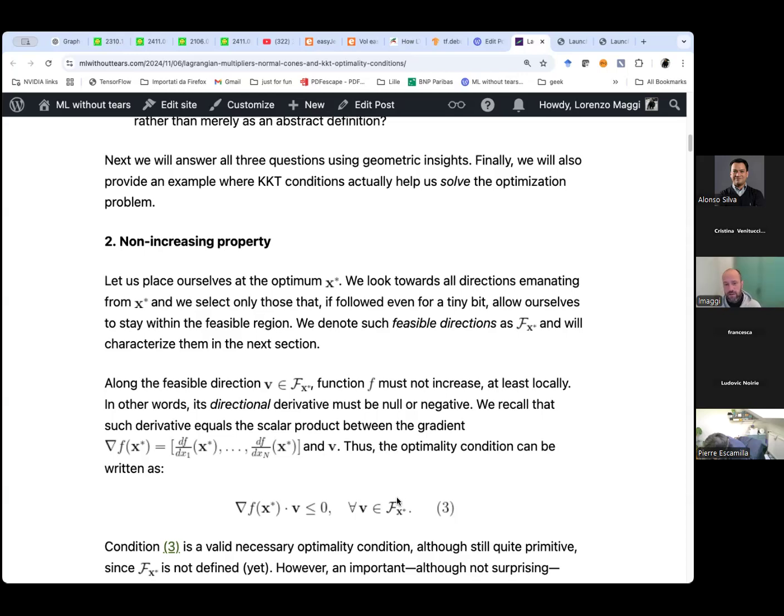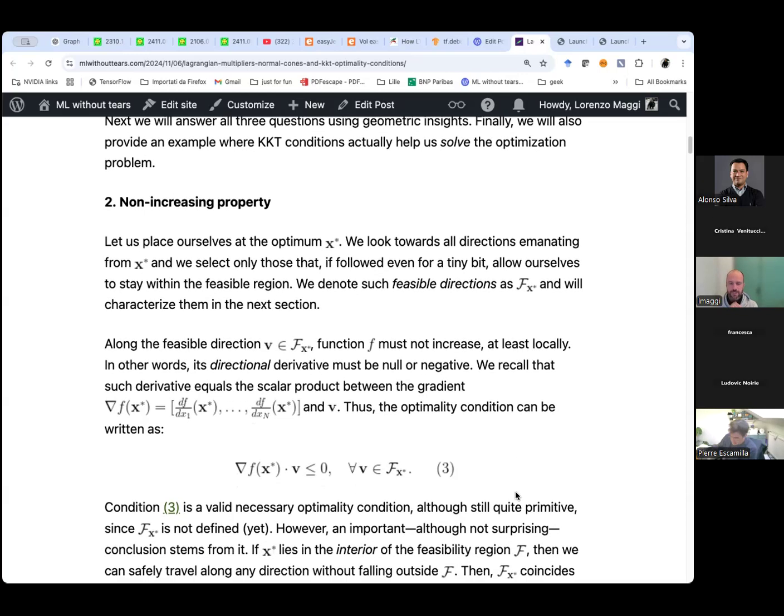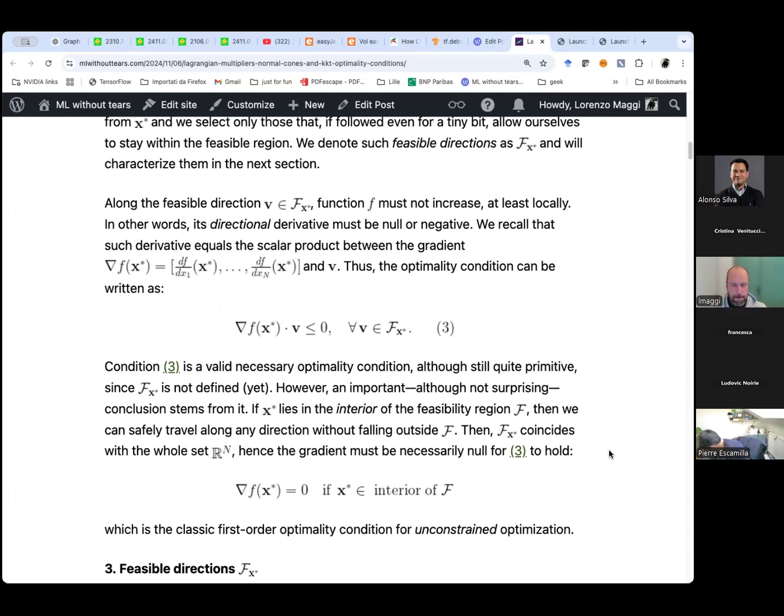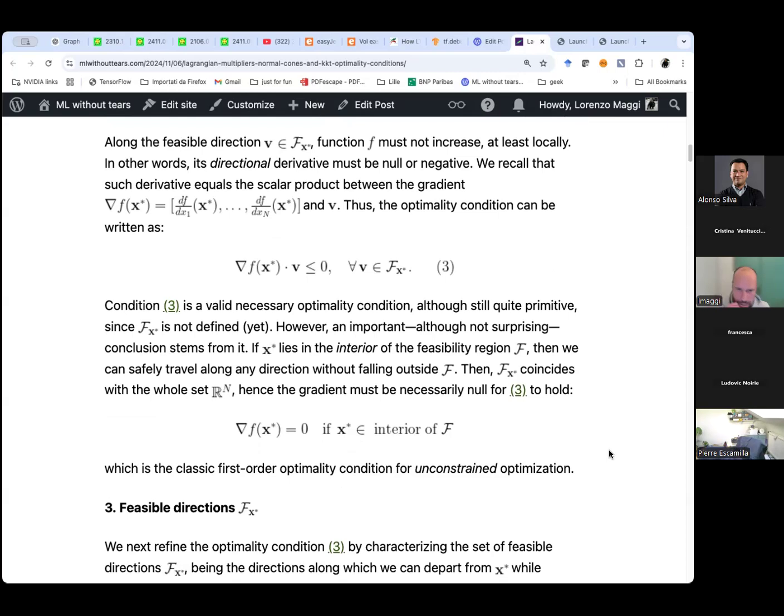Then how to define this set of feasible directions? You will see, we will build up to the known KKT conditions really from first principles, okay? So this is our first, let's say, definition of KKT condition. Okay, what can we already say?